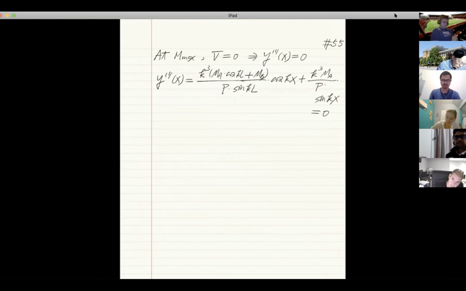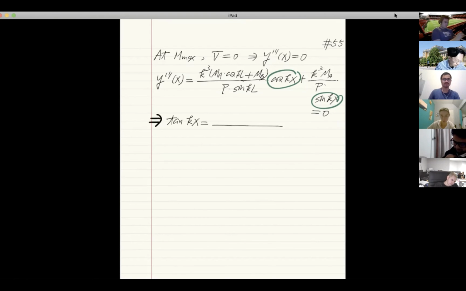And what we're going to do is separate cosine and sine, move them to both sides, and divide everything by cosine. If we do that, you will get an expression of tangent. That will give us this: tangent kx would be this, which is negative of MA cosine kL plus MB, divided by MA sine kL, and the P will be cancelled out.